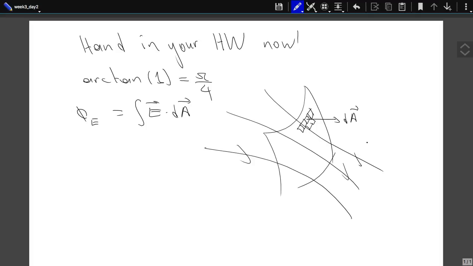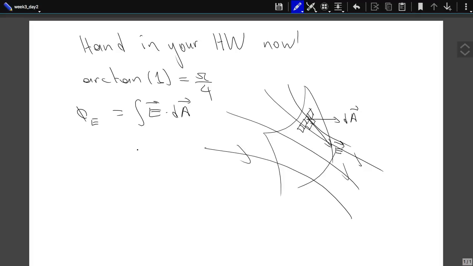Now, once you have defined these dAs, at the same point you can calculate the electric field. This is the electric field at exactly the same point. So you have the electric field vector, you have the dA vector, you just take their scalar product and sum over them. This is how we define the flux.